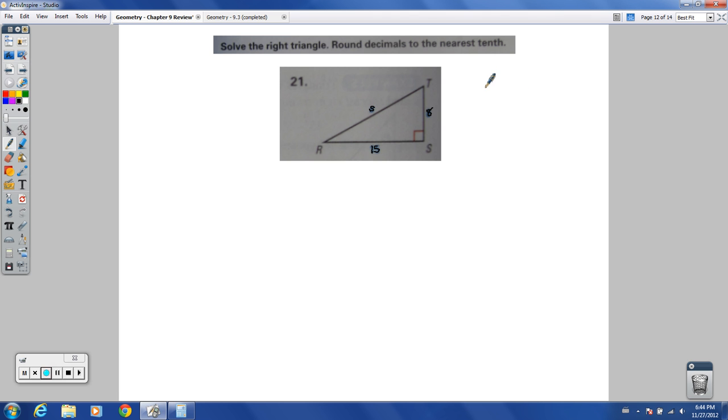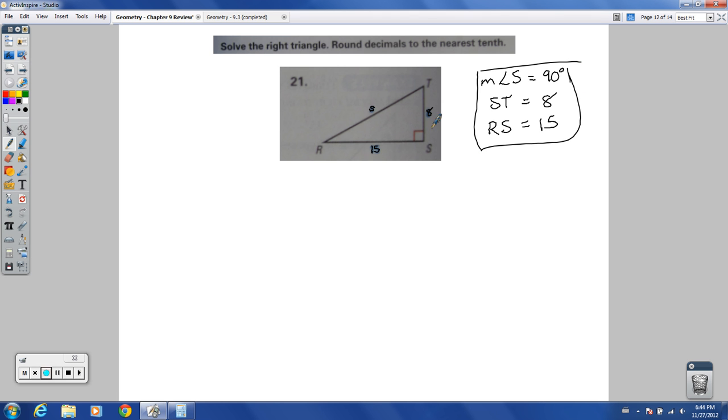So I'm going to write down what I know based on the picture. Just looking at that, you have that measure of angle S is 90 degrees. You've got the fact that ST equals 8, and you have the fact that RS equals 15. You can start with that as 3 out of the 6 things.